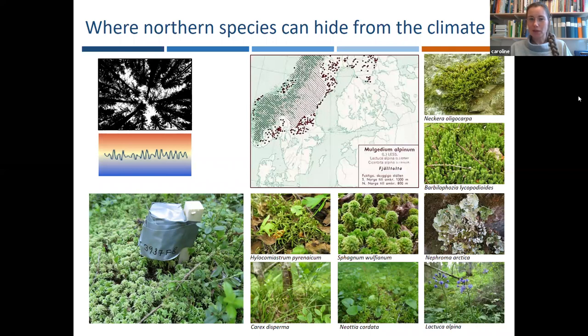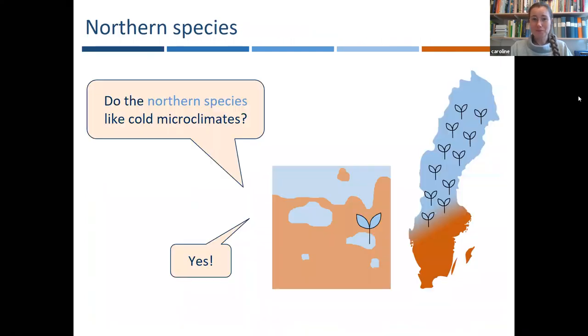So I also went out in the same region and tried to find populations of many northern species. It was a bit like geocaching. I downloaded coordinates from a citizen science database that were more or less accurate. And then I went out with my GPS in the forest and tried to find that tiny moss species. When I found it, I put a logger there, which also measured microclimate. Then I compared what the species experienced to what is available in the landscape, the average microclimate. And I found that they actually like this buffered microclimate.